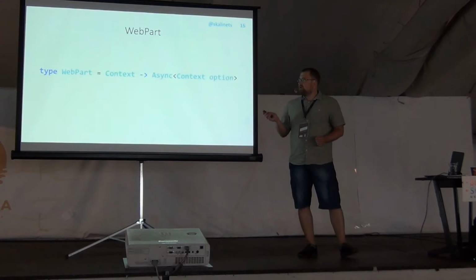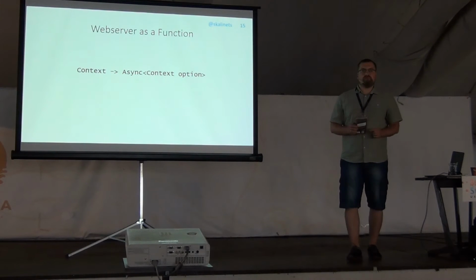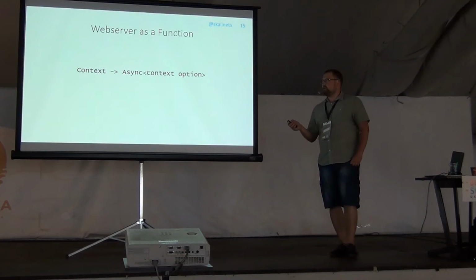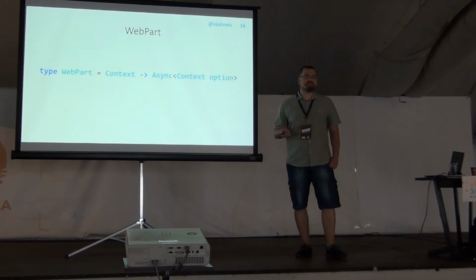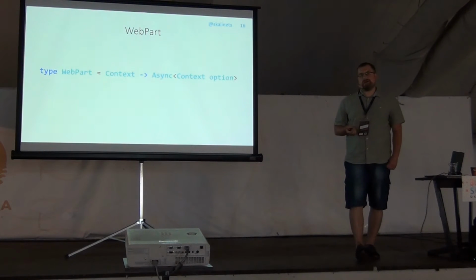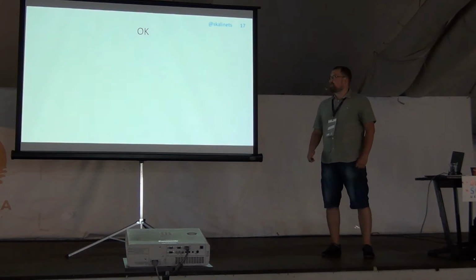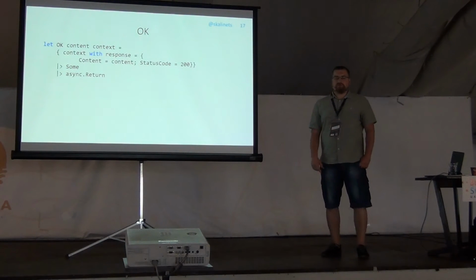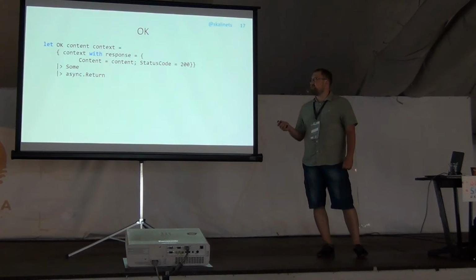So the final signature of the main building blocks in Suave is basically: take context and return async context option. And this type has a name. Its name is web part. A web part is, as I have already said multiple times, basically the building block of Suave. In our simple application, we already noticed this OK web part.